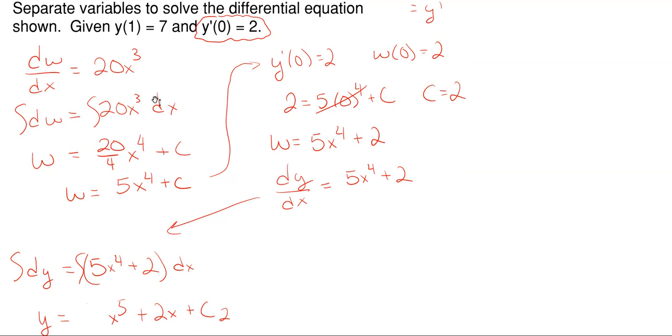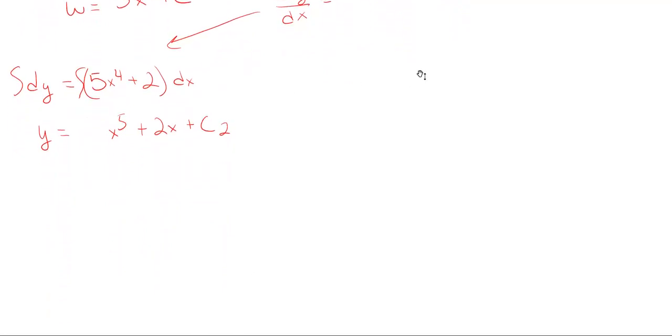So just like before, when we plug in here, that means that we would plug in 1 for our x variable, and then the y would pop out to be 7. So we can use this boundary condition to find out what our second constant is. So we would have 7 for y is equal to 1 to the 5th plus 2 times 1 plus my second constant. Rearranging here and using simple algebra, we get c2 is equal to 4.